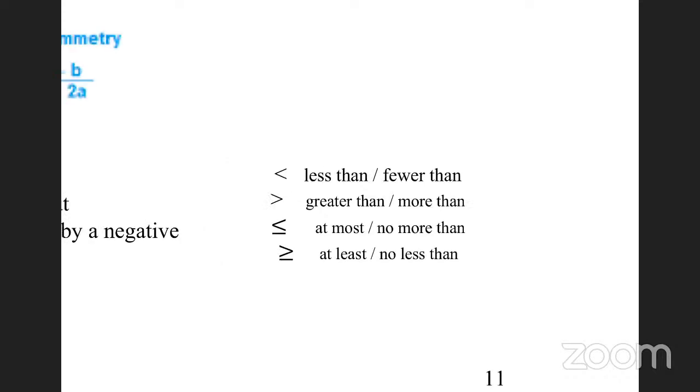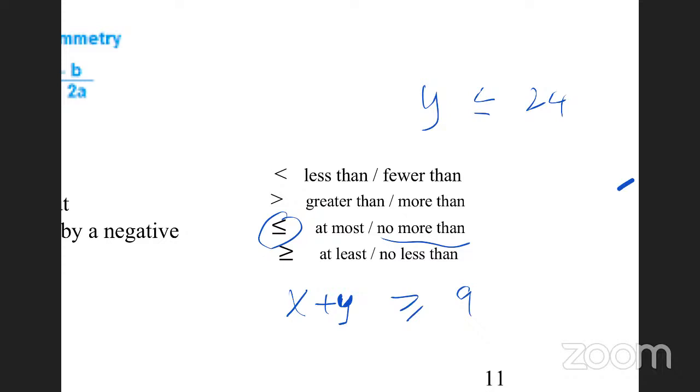So I want you to be able to work out questions when they say X is no more than 24 or Y is no more than 24. How will you write that? How will you write Y is no more than 24? Y is less than or equal to 24. Suppose they say X plus Y is at least 9. X plus Y is more than or equal to 9. So you have to remember these wordings in order for you to develop the inequalities.